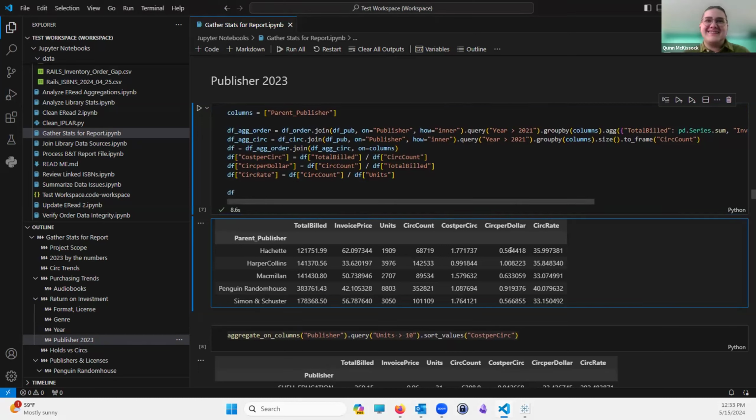Yeah, here. We can see that if we look at cost per circ, sorry, I didn't sort these, but our cheapest publisher in terms of cost per circ is going to be HarperCollins. And we're seeing the highest cost per circ for Macmillan. And again, we can see we've got the typical invoice price here, and this is not surprising because HarperCollins just in general tends to have a cheaper price point while still having a circulation rate that is pretty popular.